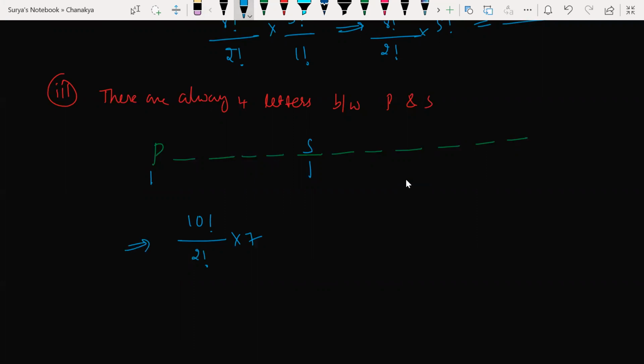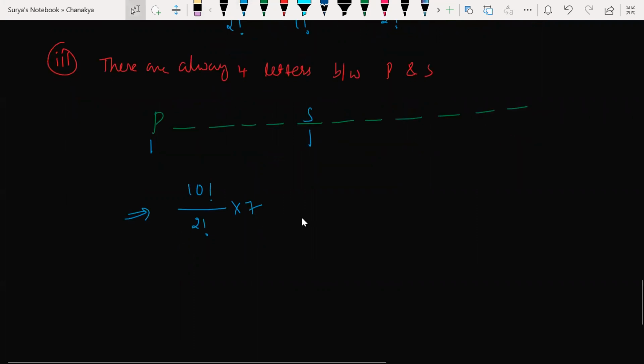Yes, 7 different ways. Next, look at this here. Who told you that P must be first and then S second? There are chances of having S first, then P second. Still you have 4 letters in between. So the word can start with P or S. So into 2, there are 2 chances, right?